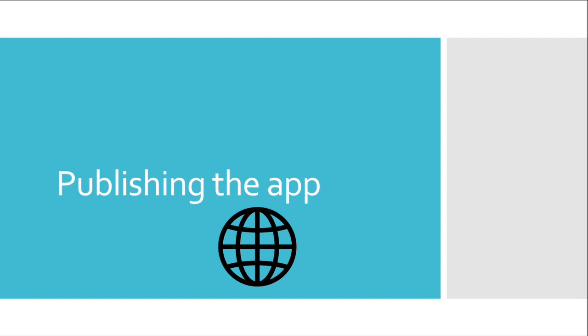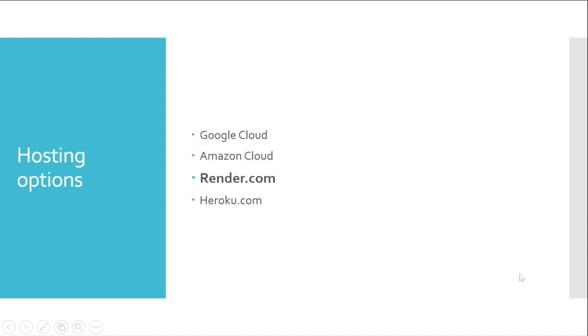Now we come to the final part of our course, and that is publishing the app on a hosting service. We have different hosting options. You can host your Python app on Google Cloud, or on Amazon, or on render.com or Heroku. We have different options, but I have considered only these four. I have selected render.com. So let's see how we can install the Python app that we just developed on render.com.